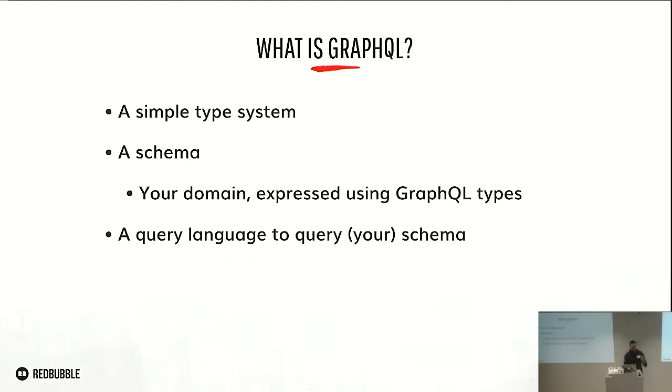So GraphQL is really just three things. It's a simple type system, and by simple I mean strings, integers, booleans, numbers, things like that. And it's a schema, and the schema is basically your domain represented using those types. We talked about products before. Products might have a URL, and a URL is a string. So that's a schema. And then there's a query language, and that query language is custom to your schema and lets you get at the data that you're exposing.